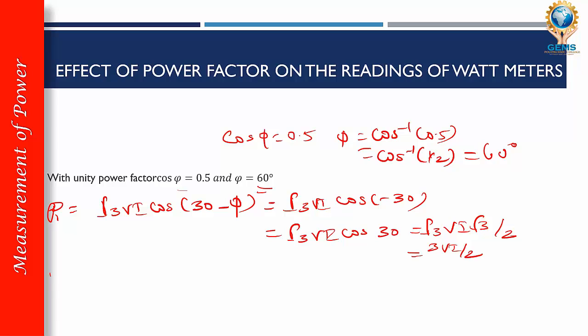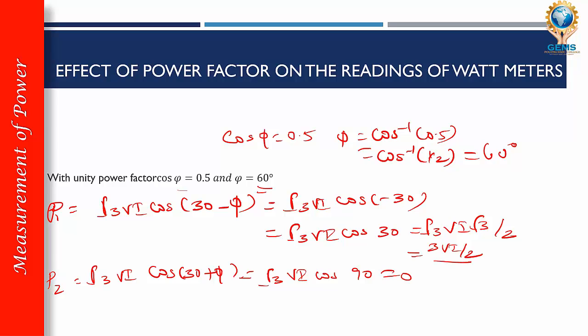Now we'll see what happens at P2. P2 is root 3 Vi cos 30 plus phi. Okay, so 30 plus 60 is nothing but 90. So root 3 Vi cos 90 is 0. So at P1 I get 3 Vi by 2, at P2 I get 0. So when I take P1 plus P2, it is 3 Vi by 2 plus 0, which is nothing but 3 Vi by 2.